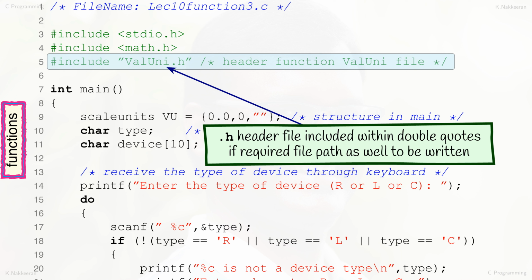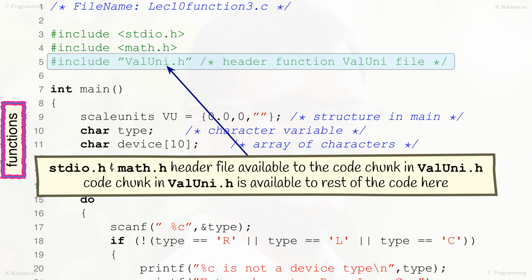If the header file is stored in a different folder than the .c source code file, then the file path of the header file also needs to be included with the .h header file. While linking, all the lines available in the programmer-defined function header file ValueUni.h will be included here. So, all the preprocessor directive lines written before the inclusion of the programmer-defined function header file are available to the code chunk written in the .h programmer-defined function file.